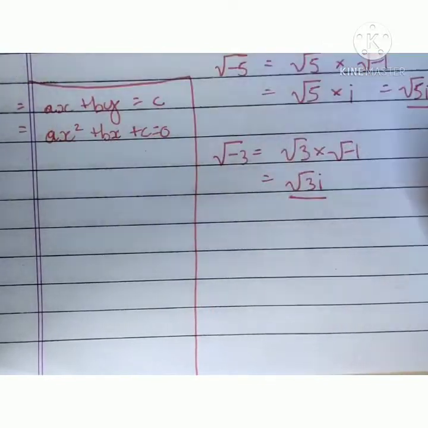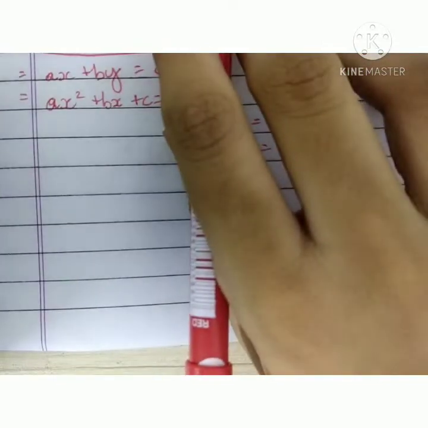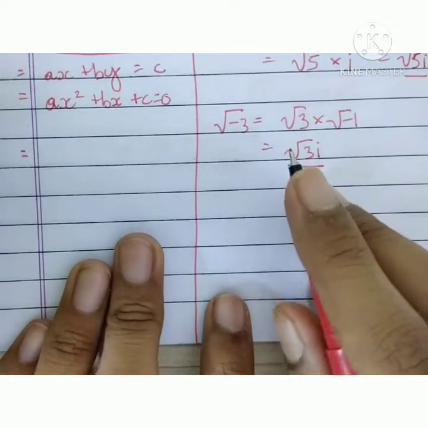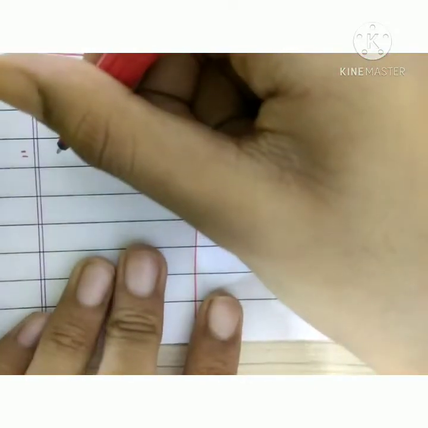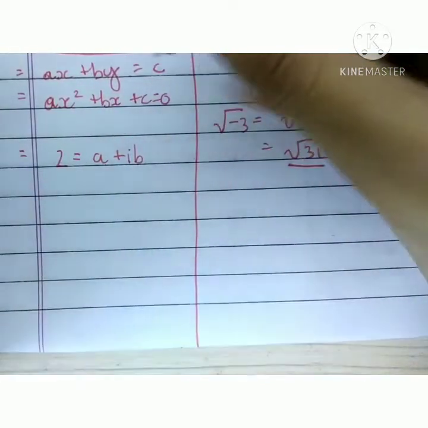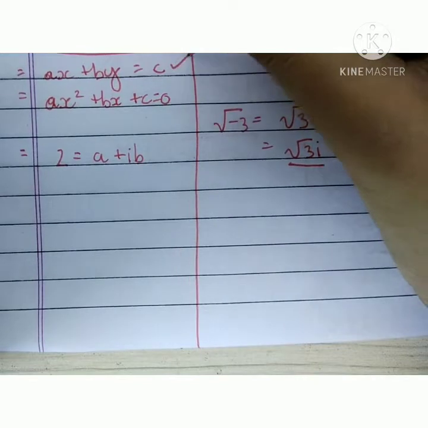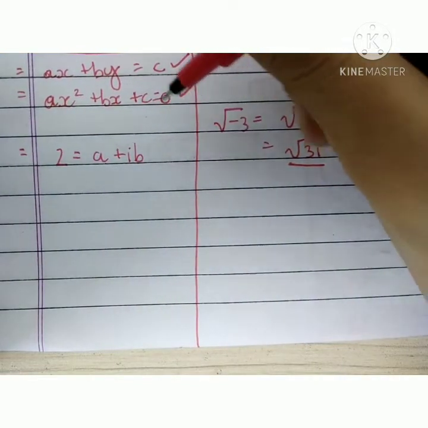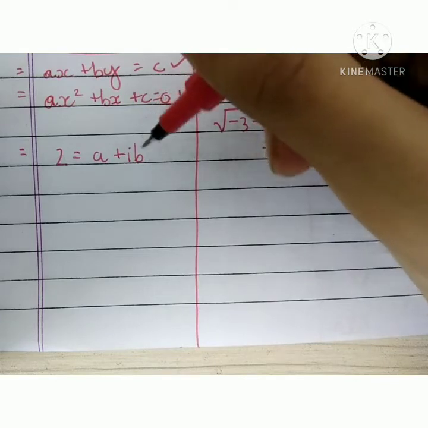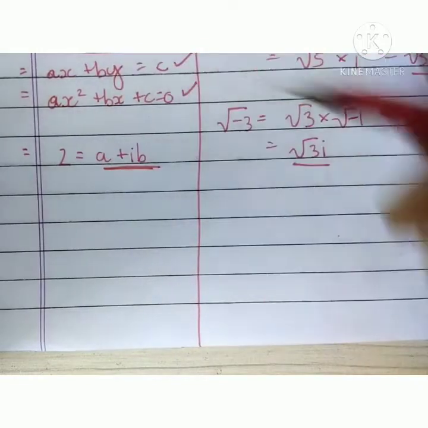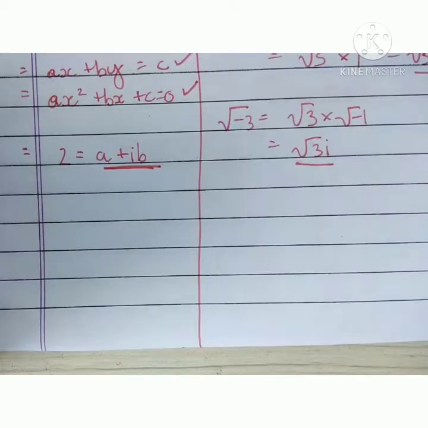So some of the students might think that there might be a general form of a complex number also. And there is: z is equal to a plus ib. Like a linear equation in two variables has a general form, and a quadratic equation has a general form, a complex number also has a general form, which is z is equal to a plus ib. a plus ib is the general form. Now some students may not have understood, so I will give some examples.